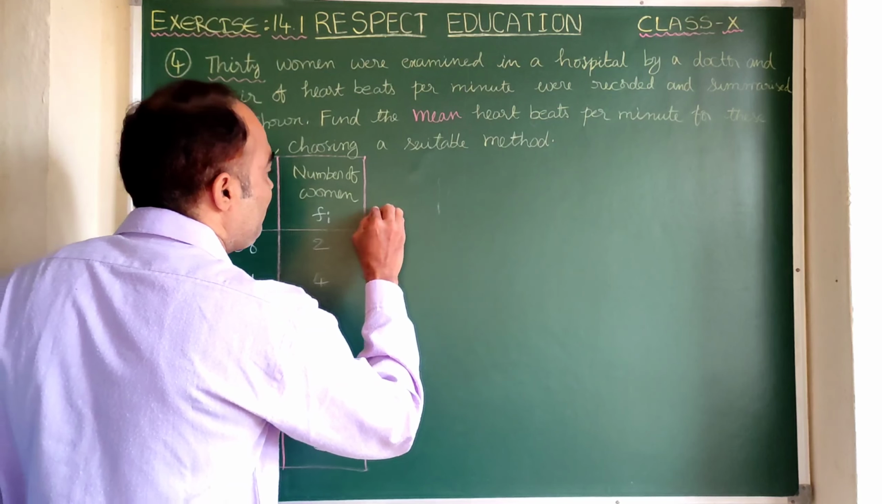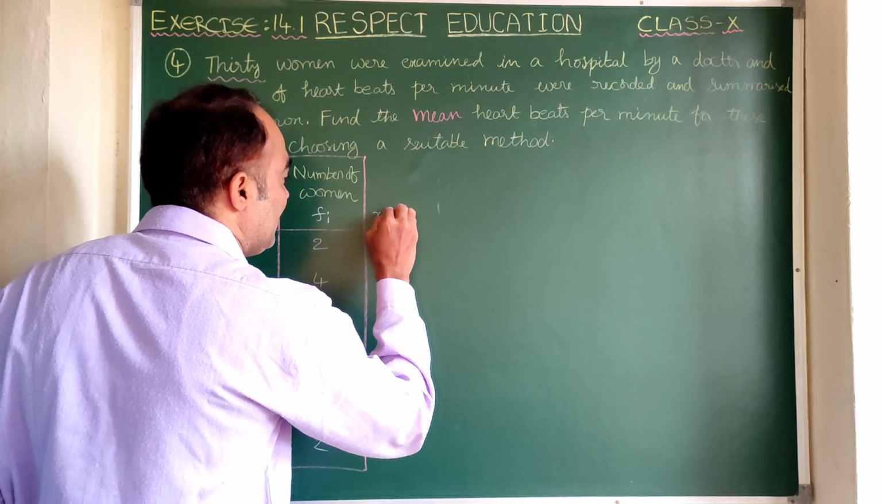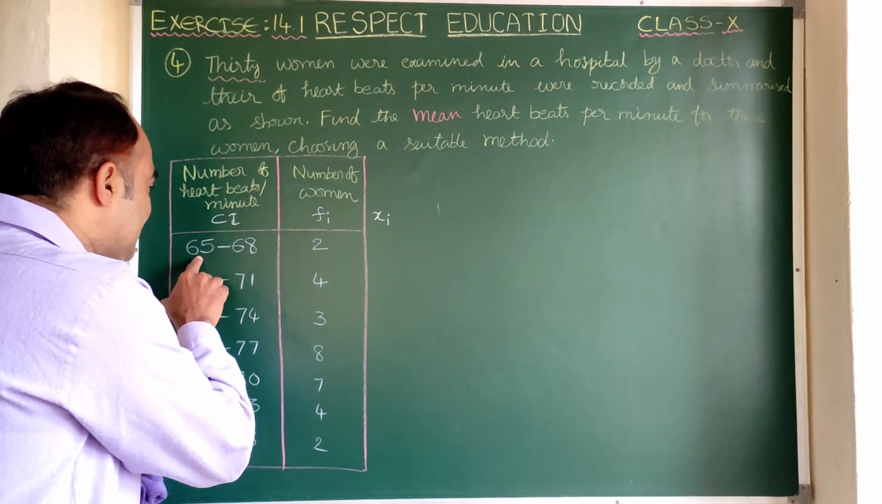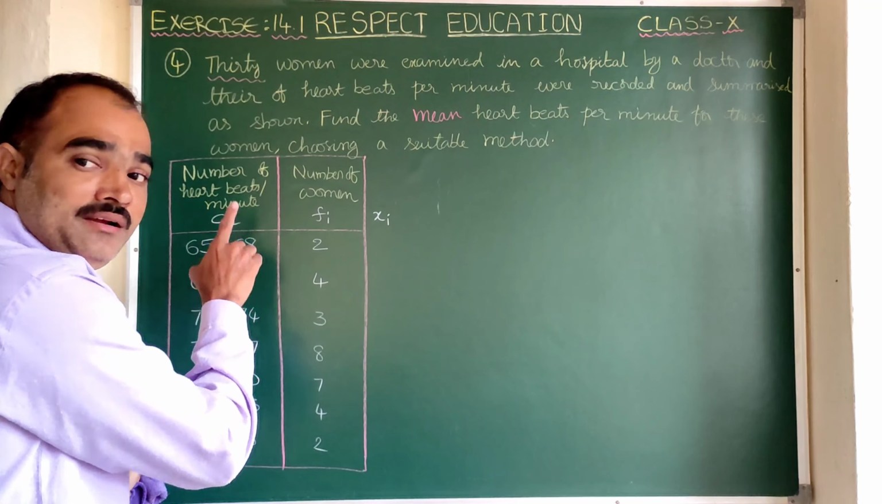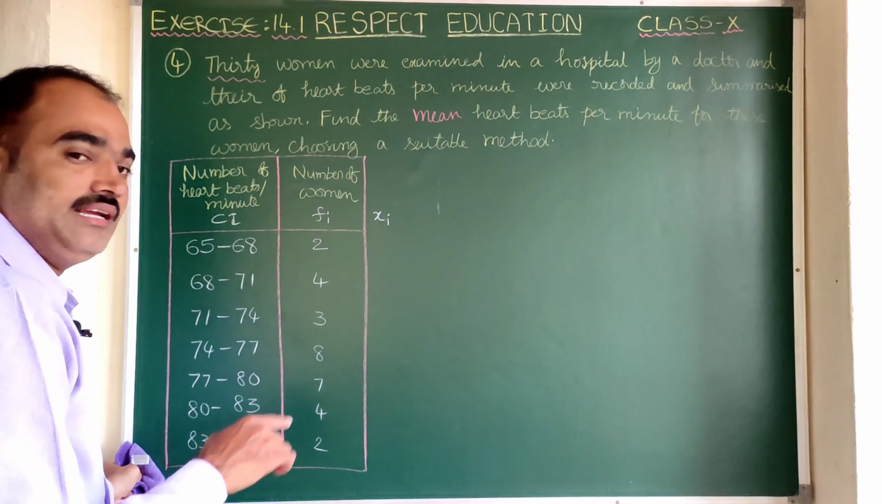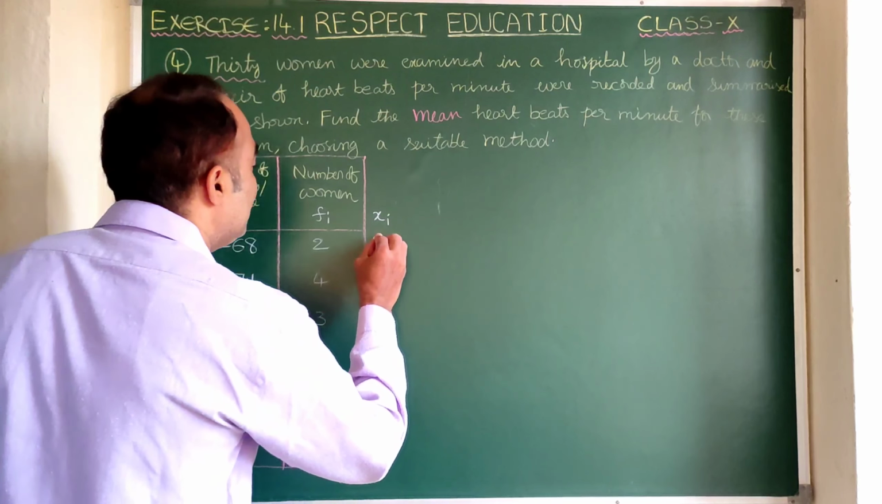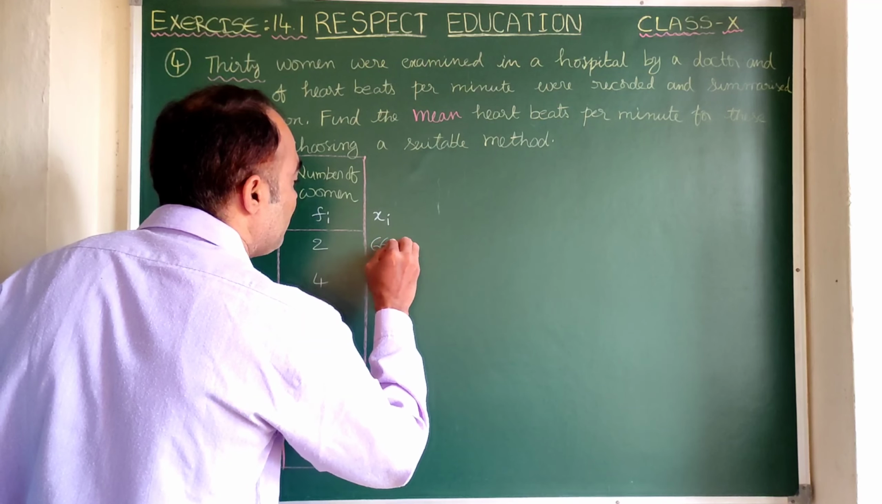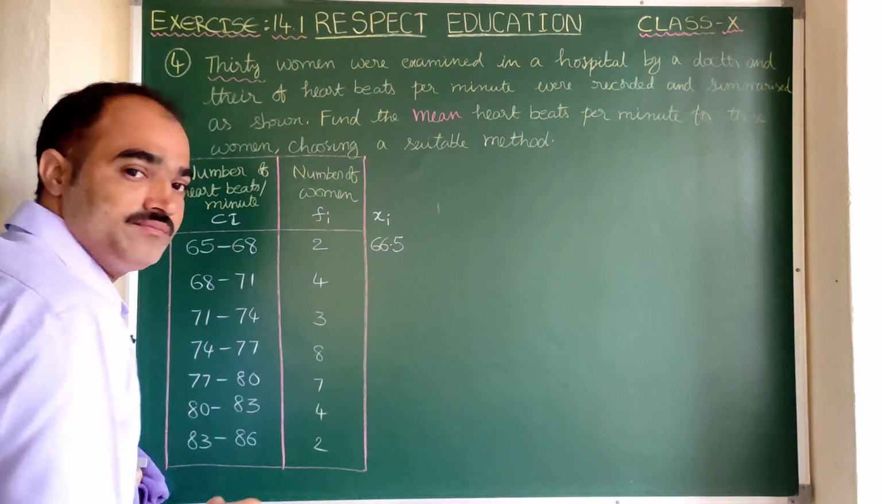First let us find the mid values, that is xi. xi means (65 + 68) by 2. 65 plus 68 is 123. 123 by 2 is 66.5. Is it clear? Yes.